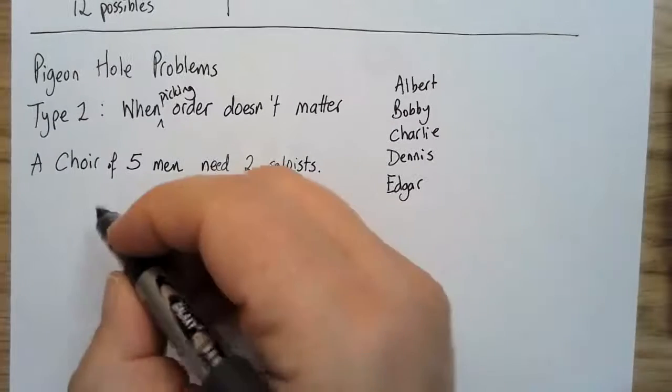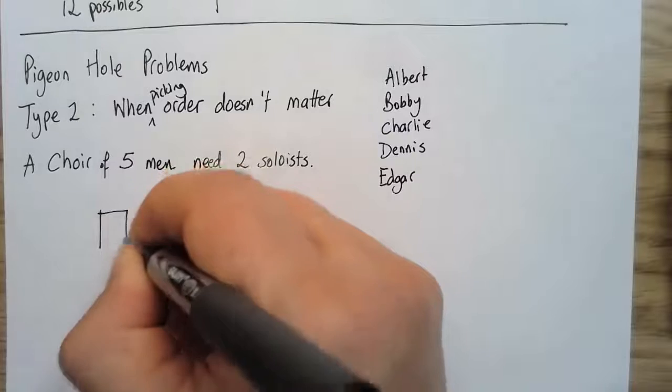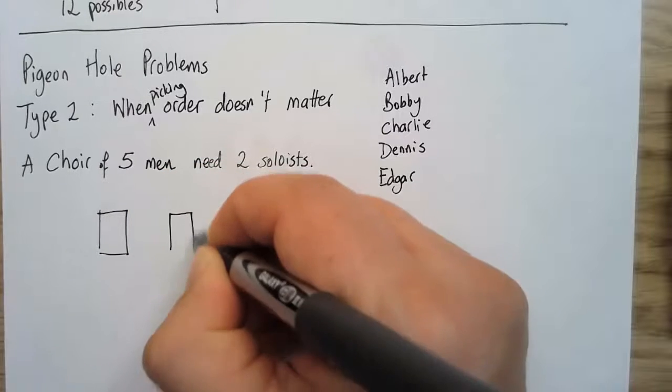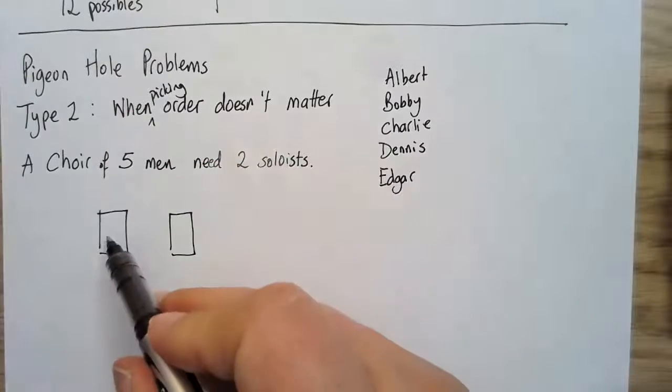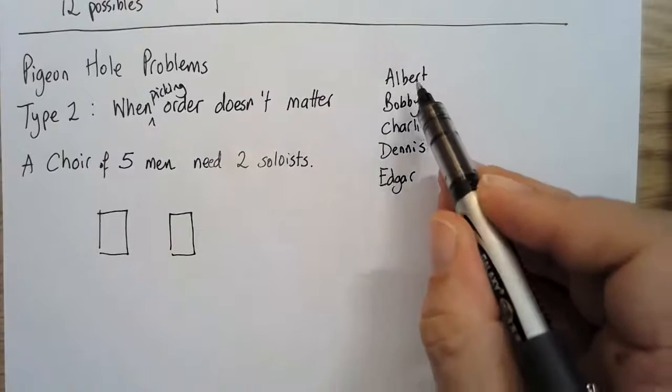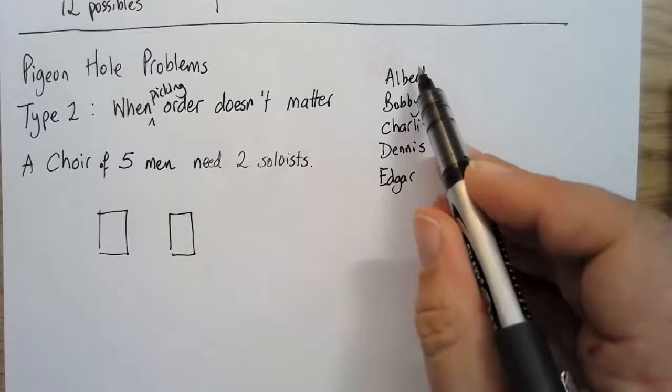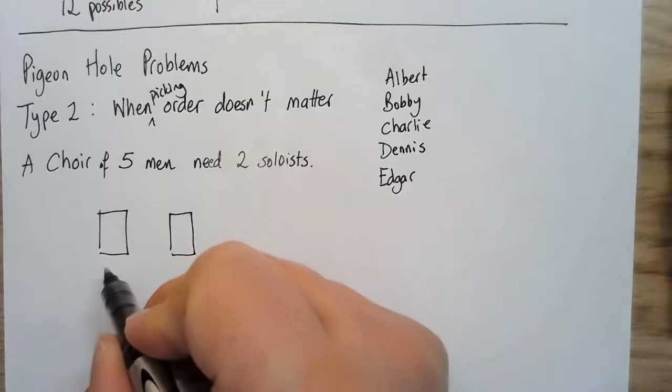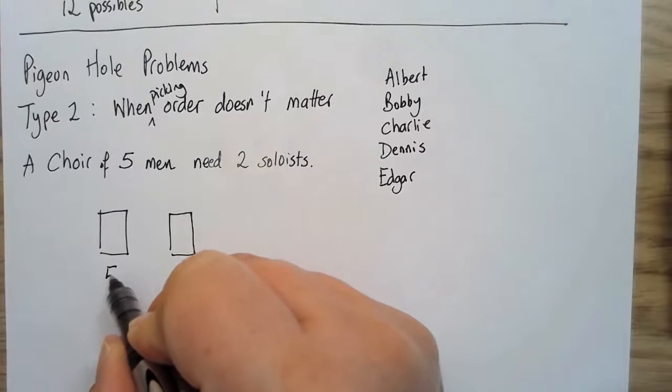So let's look at this as a choice. I need two soloists, one here and one here. That first choice here is 1 out of 5. It could be Albert, Bobby, Charlie, Dennis, or Edgar. There are 5 people here. So this is a choice out of 5.